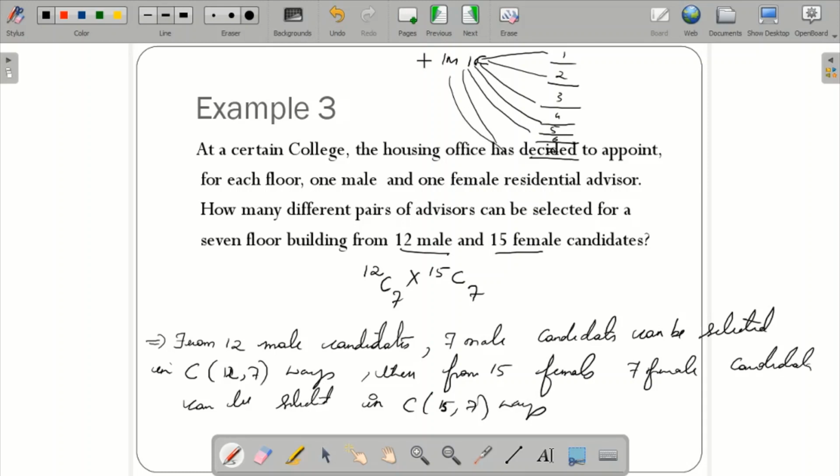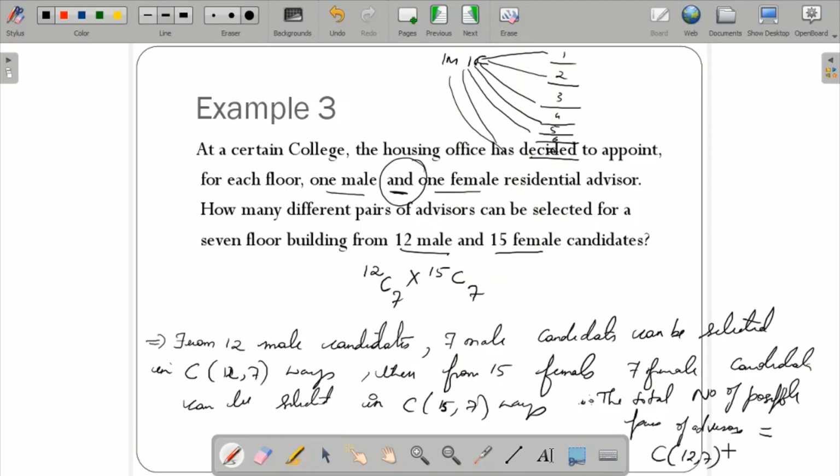Since it is happening simultaneously, the housing office has decided to appoint for each floor one male and one female, simultaneously, so it is the product rule. Therefore the total number of possible pairs of advisors is equal to C of 12,7 into C of 15,7.